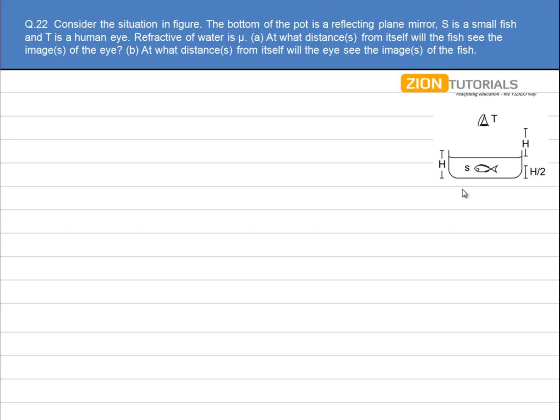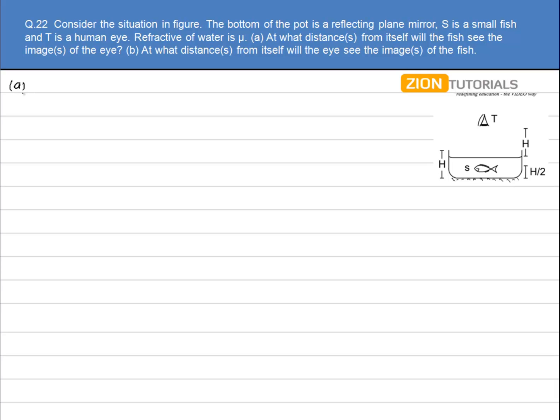Consider the situation shown in the figure. The bottom of the pot is a reflecting plane mirror. Alright, this is my plane mirror. S is a small fish and T is a human eye. Refractive index of water is mu. At what distance from itself will the fish see the image of an eye?